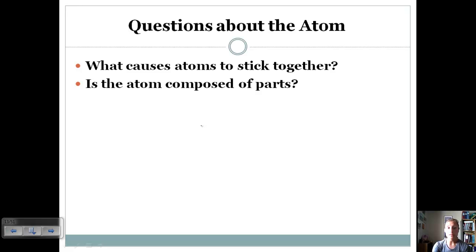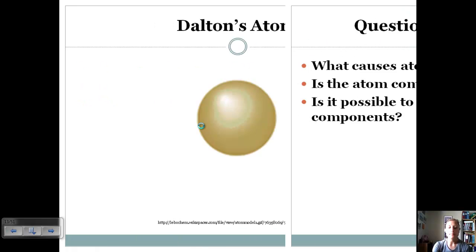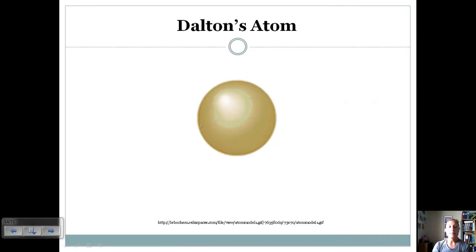Because as of right now with Dalton, the atom is the smallest component. We don't know anything about its internal workings. And then the third question was, is it possible to break up the atom into its components, if it does have these parts? So Dalton's atom, basically, from his 5 postulates, since he said the atom was the smallest unit, it's basically this ball, or this kind of cue ball or billiard ball. We don't know what's in it. We don't know how it works.